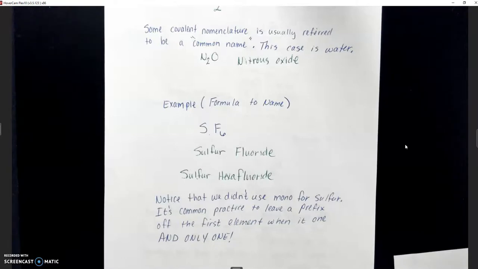And at the bottom here, I just want to notice that we didn't use mono for sulfur. It's common practice to leave the prefix off the first element when it is 1 and only 1. Like I said before, if it was S2F6 or S3F6, then we would need to put a prefix with it.